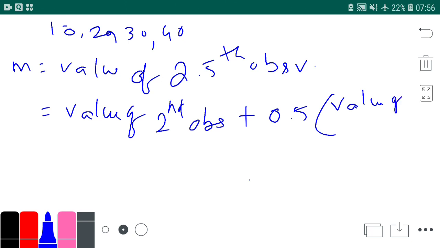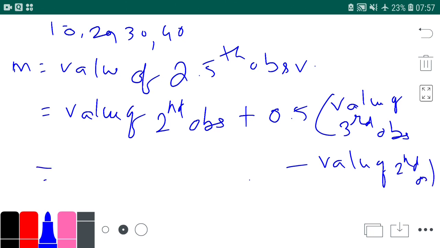Now you have to multiply. I have opened the bracket. It is the value of the third observation minus the value of the second observation. This is your equation: value of the 2.5th observation is the value of second plus 0.5 into value of third minus value of second. What is the value of the second observation? It is 20, plus 0.5 into, what is the value of the third observation? It is 30 minus the value of the second observation, 20.